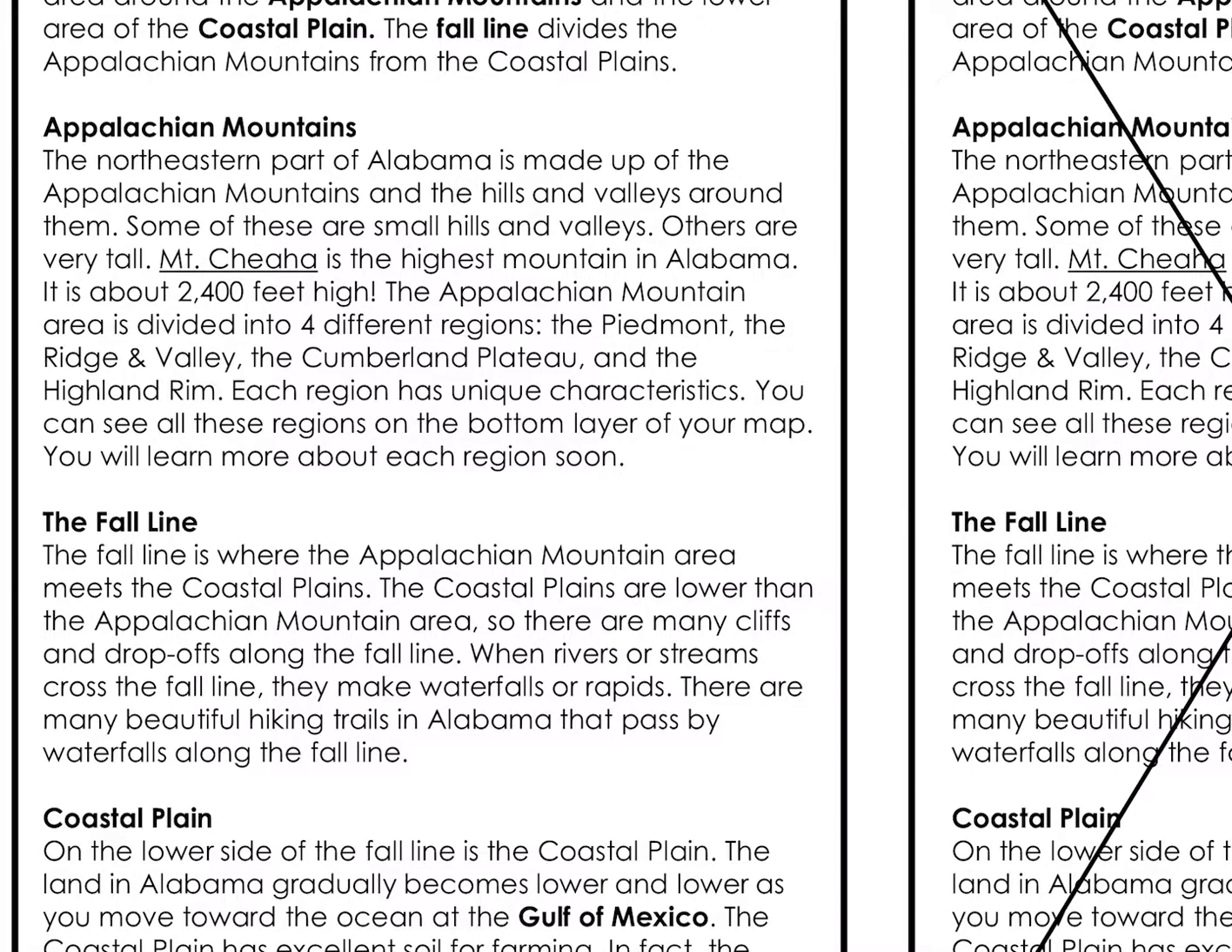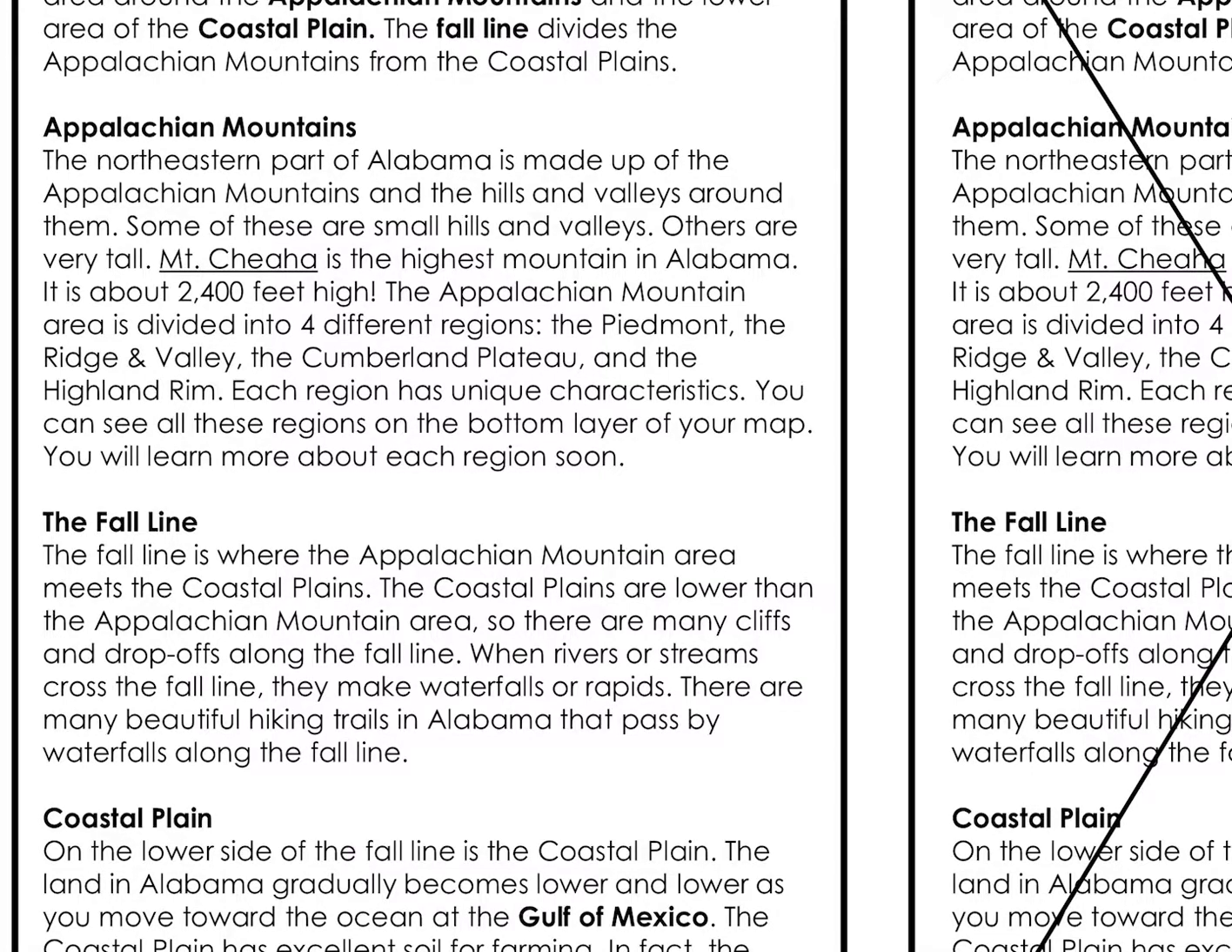Appalachian Mountains. The northeastern part of Alabama is made up of the Appalachian Mountains and the hills and the valleys around them. Some of those are small hills and valleys. Others are very tall. Mount Cheaha is the highest mountain in Alabama. It is about 2,400 feet high, and it's right in our back door, literally. I mean, it's just 30 or 40 minutes away, depending on where you live.